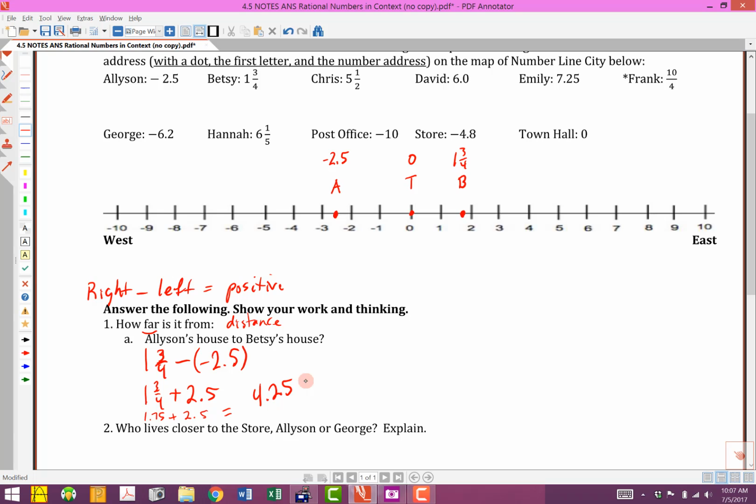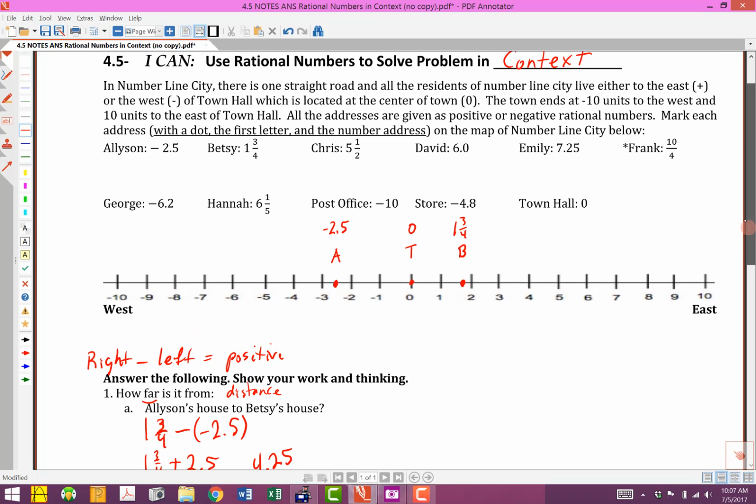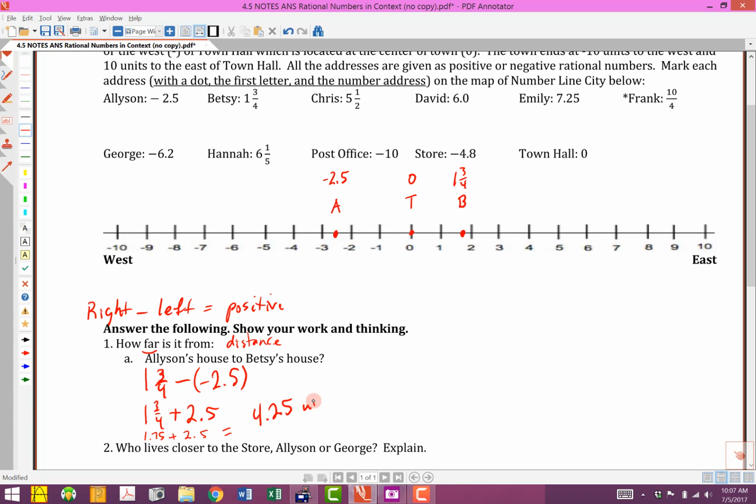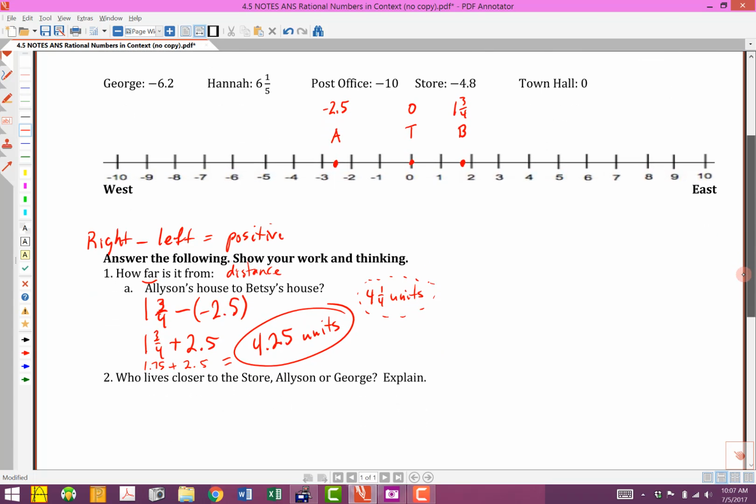Now, it doesn't say blocks or anything, I don't think. Yep, it doesn't say there are blocks or anything. So we just say units on this particular one. So there's our answer on that one, 4.25. And again, if you wanted to answer that as 4 1/4 units, that would be totally okay. Either way would be fine. But we're after 4 1/4, 4.25.